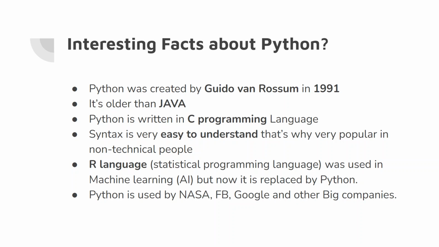R language, a statistical programming language, was used in machine learning, but now it's been replaced by Python. I have already explained that Python is used by NASA, Google, and other big companies. They are using it for their websites because it's open source and there are so many libraries. You can create so many things. You can make it more secure. So many things are there, and it's very fast.